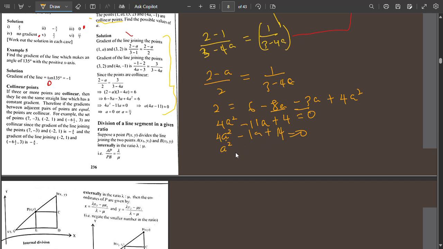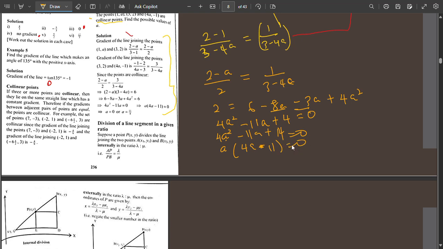So if you simplify these, we can factorize it into two factors where we have a, and then 4a minus 11, is equal to 0.